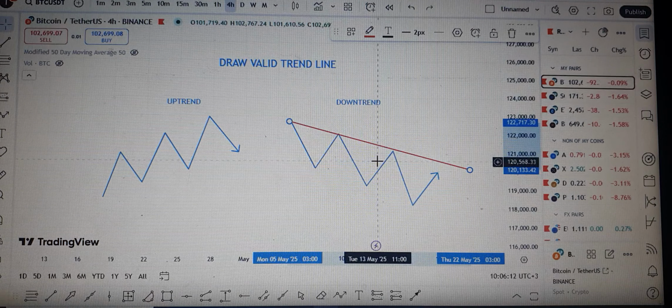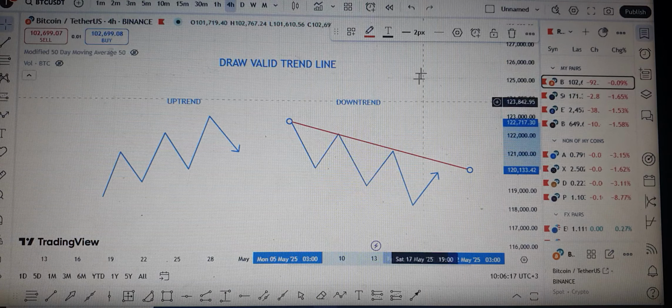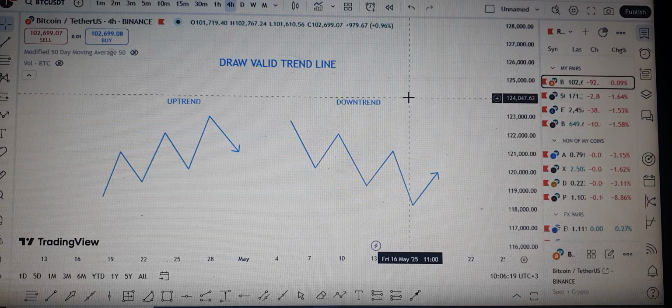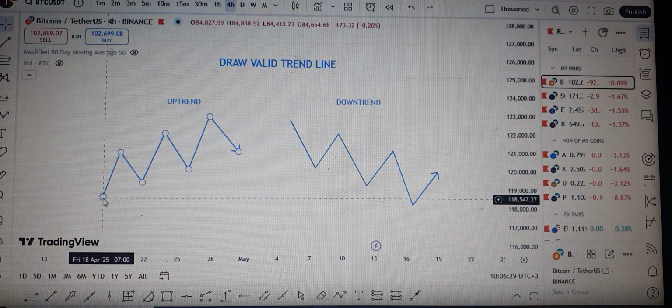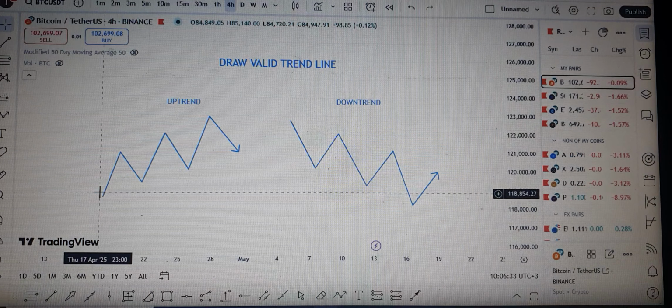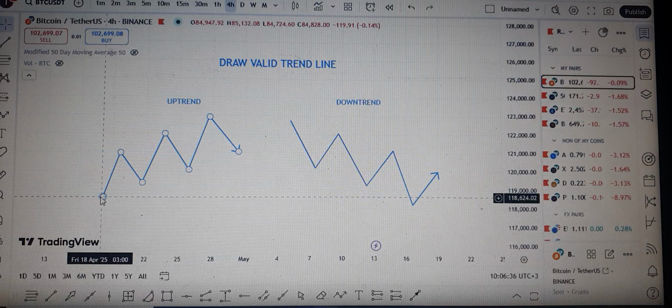You understand? Some people can consider 3 touches on the trend line, but it's better you consider 2, then the third one to confirm. Then we start making that one a valid trend. Another thing is that a trend line that has been tested more times is stronger than a trend line that has not been tested many times. And a good trend can last at least above 3 months. Then we can call that one a valid trend line for an uptrend or a downtrend.